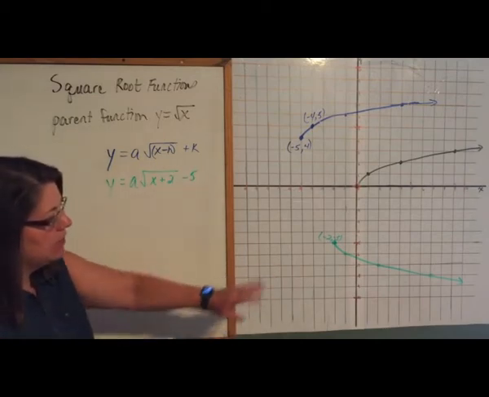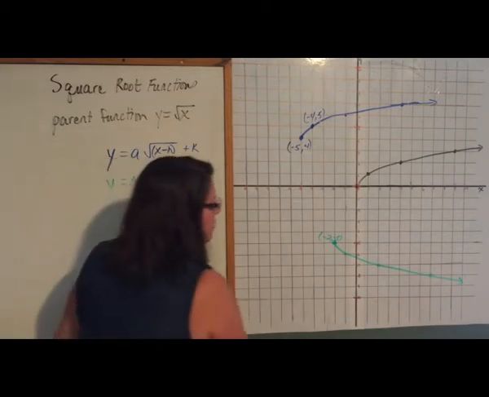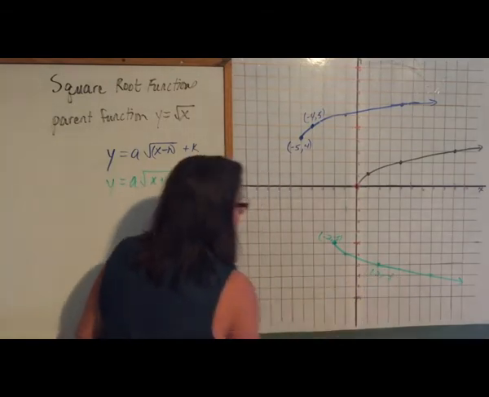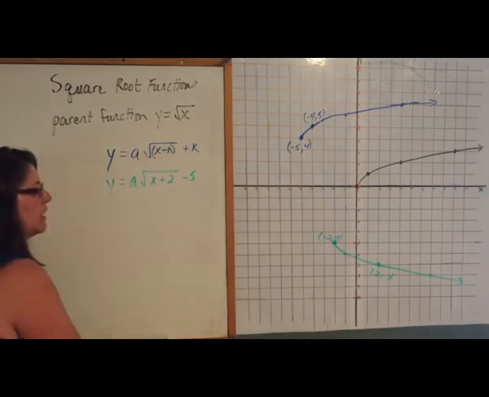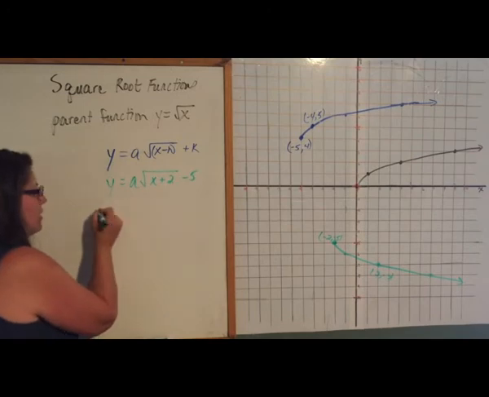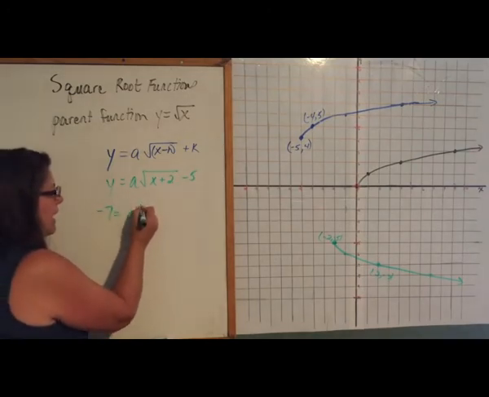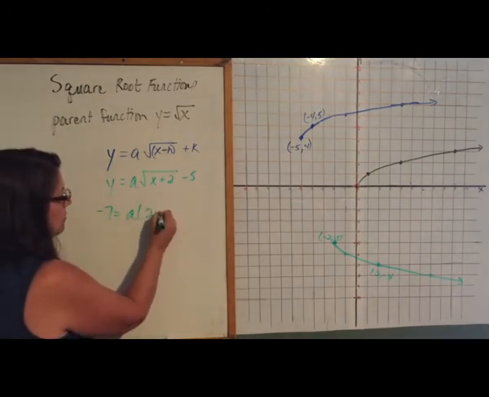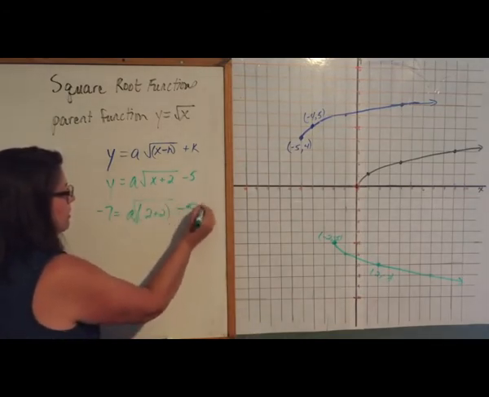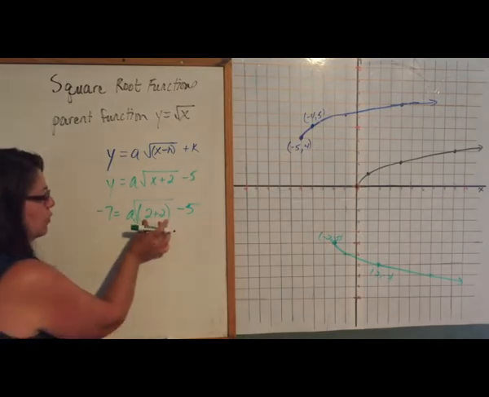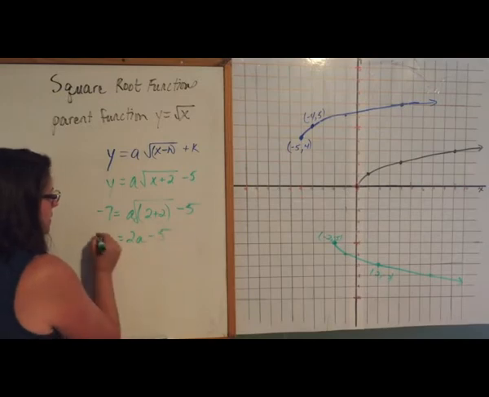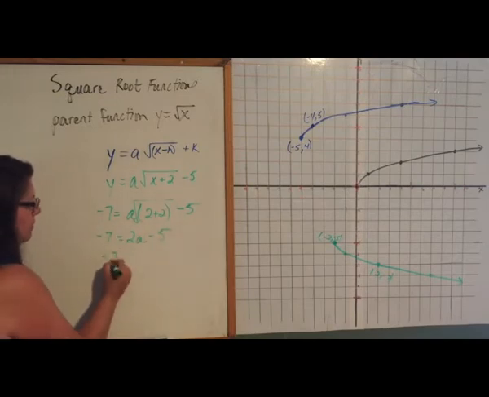And then I can pick any other point on that graph. I'll just pick this one this time. That's at 2, negative 7. 2 would be the x value, and negative 7 would be the y value. So negative 7 equals a times the square root of 2 plus 2, minus 5. Well, 2 plus 2 is 4. Square root of 4 is 2. So that's 2a minus 5. I add the 5 over.